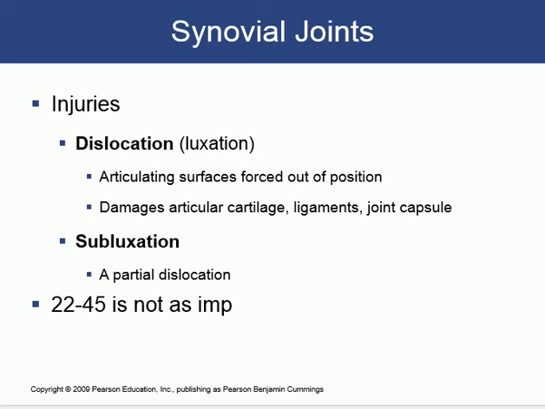Dislocation versus subluxation. This is something else. Did you ever see somebody having a dislocated shoulder, for example? Specifically the shoulder, it can easily dislocate. Why? Because if you remember from the bone, this is the head of the humerus, and this is the glenoid cavity. This is too shallow. So it goes like this.